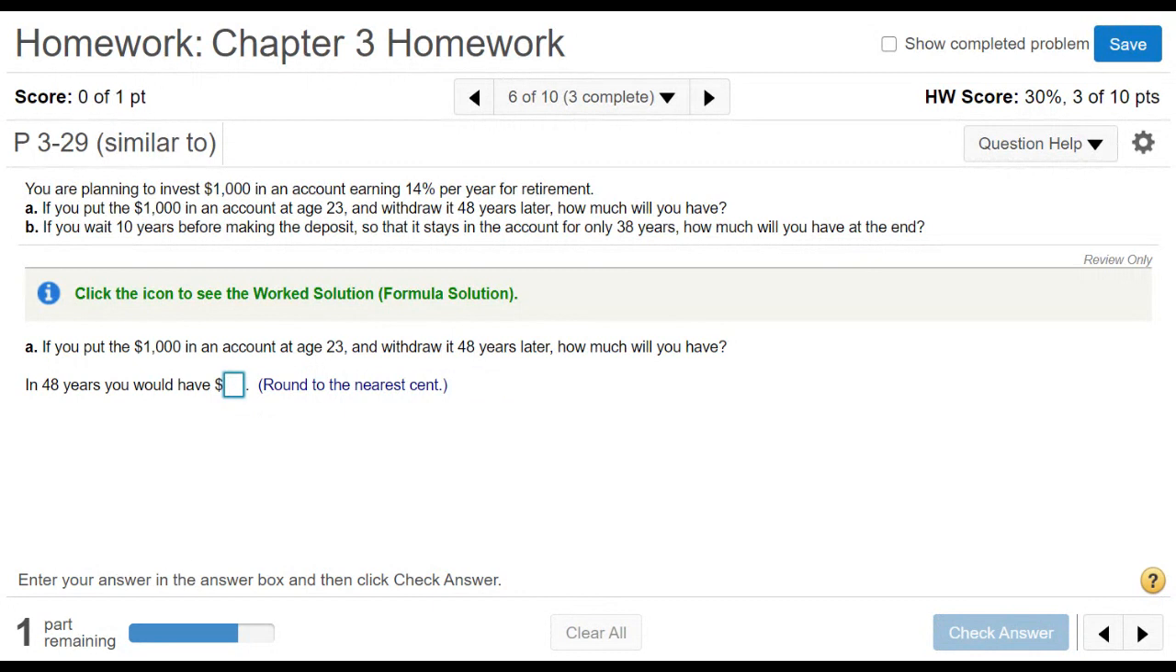So let's do it together. N equals 48. I/Y equals 14. Payment is 0. Present value is 1,000. And then compute for future value.